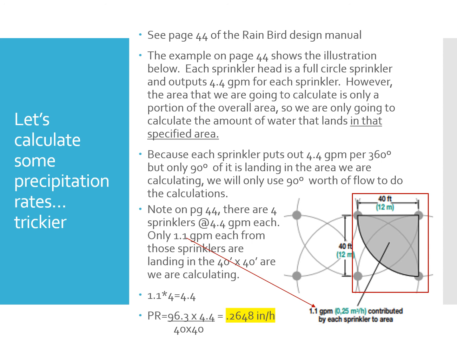So now we have everything that we need to be able to calculate our precipitation rate. We have our 96.3 times 4.4 gallons per minute divided by the area, which is 40 by 40, which will get you a precipitation rate of 0.2648 inches per hour. So that's just a little bit over 1/4 of an inch in an hour of equivalent rainfall hitting this space.